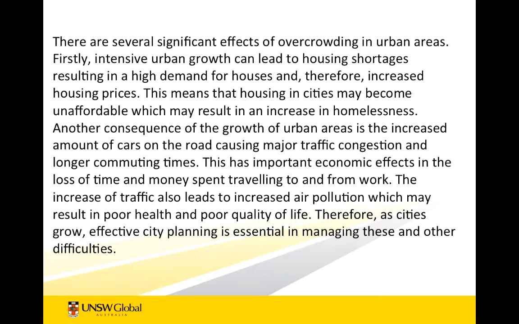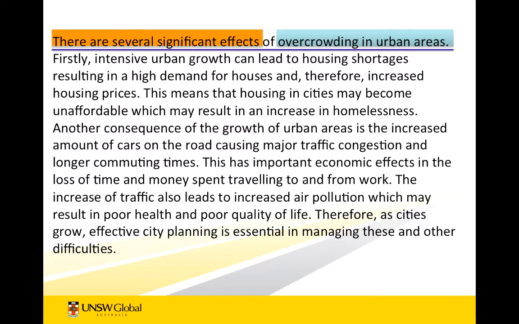Okay, let's begin again by finding the topic sentence and its two parts. So here we have the topic sentence, again, the first sentence in the paragraph. We have the topic, which is overcrowding in urban areas, just like the causes paragraph. But this time, the controlling idea or the comment is a little bit different. This time, it tells us several effects should be discussed in this paragraph. Now, we need to check to see if the writer has in fact developed this idea.